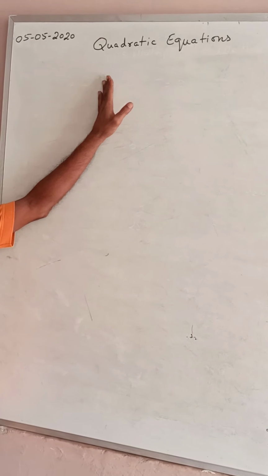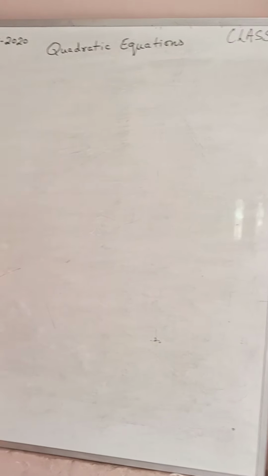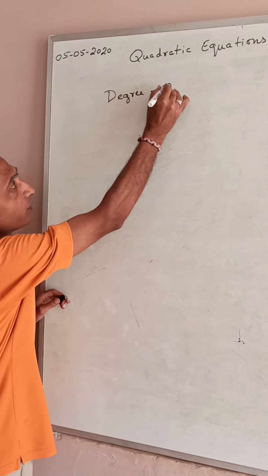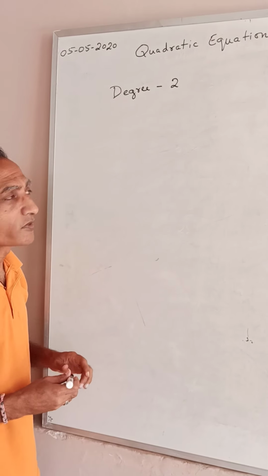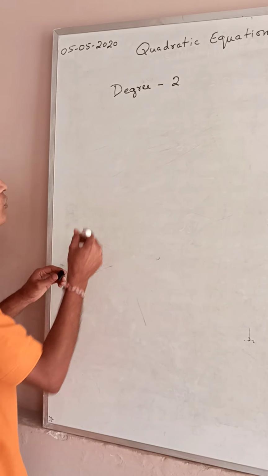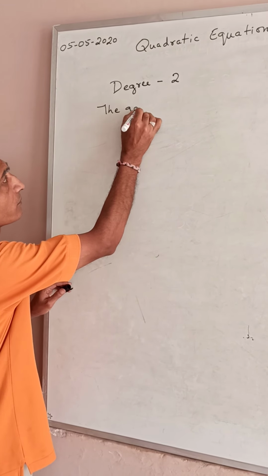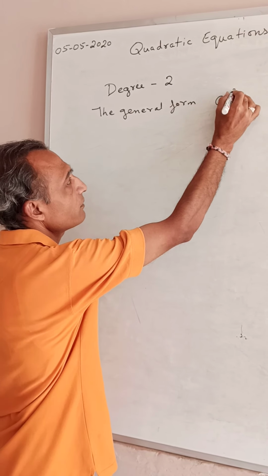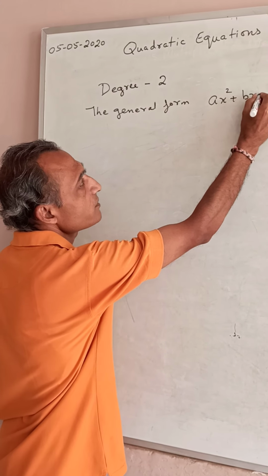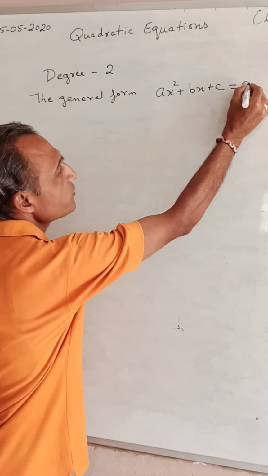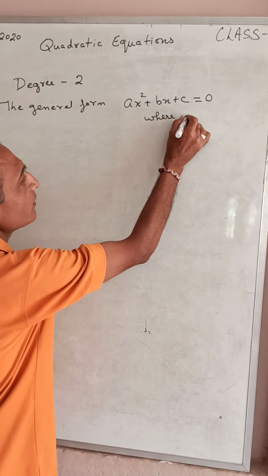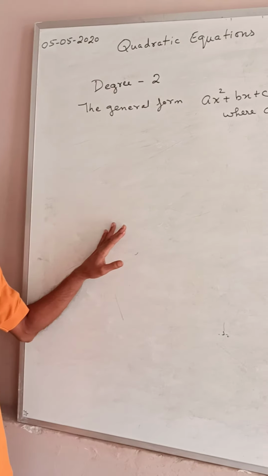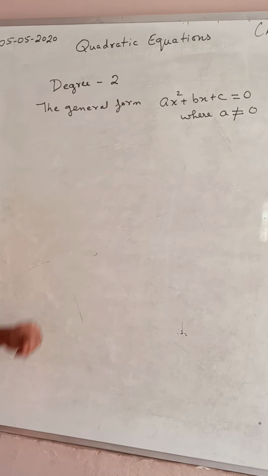Children, today we are starting a new topic, quadratic equations. An equation of degree 2 is a quadratic equation. And the general form of the quadratic equation is ax square plus bx plus c is equal to 0, where a is not equal to 0. Let's take a few examples of quadratic equations.